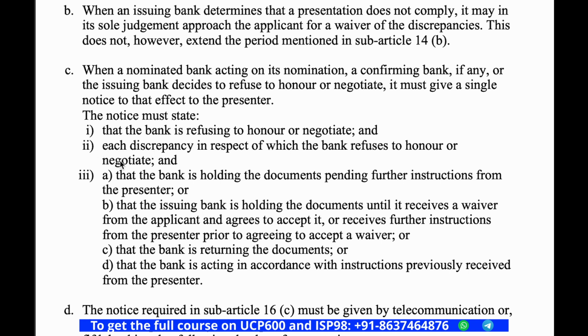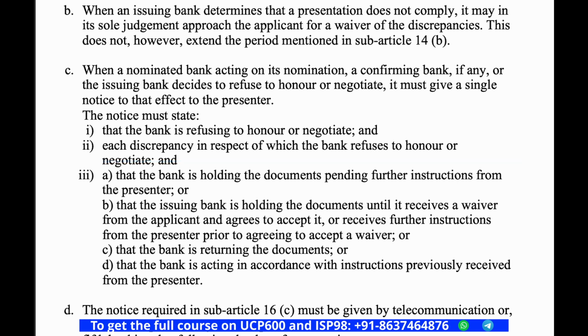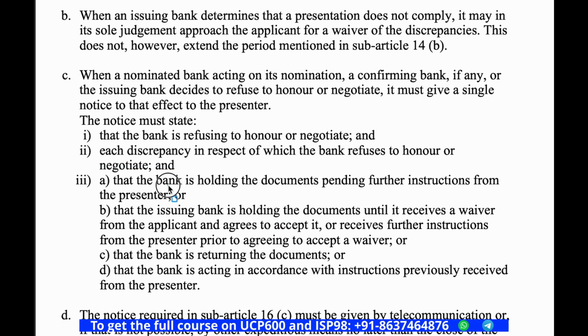And as per UCP, the bank has 4 options to handle the discrepant documents. First one is that the bank is holding the documents pending further instructions from the presenter. So in this case, the bank will say, see, we are holding the documents until we receive further instructions from you, that is the presenter. And here we have to note the word or, which means the bank can choose any one of these options while sending a refusal notice. It cannot choose more than one option from these 4, right?